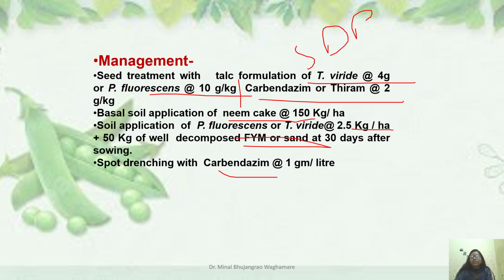Like this, we have covered all the important diseases of the pea, and next we will see the lentil or linseed crop.